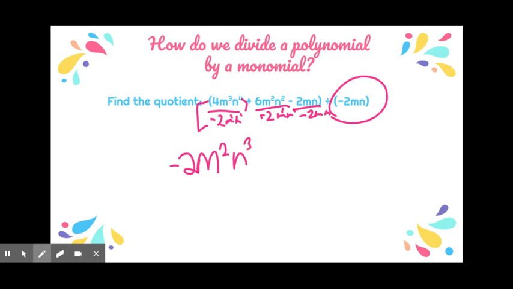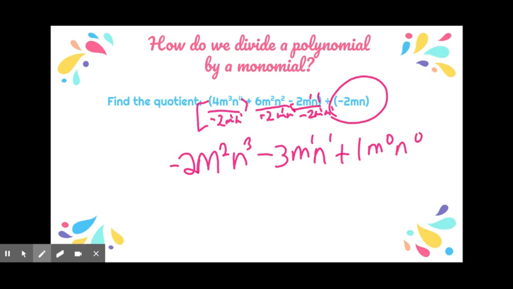Now I'm going to do the next group. We have 6 divided by negative 2 is negative 3. M squared divided by m, that means keep your m, subtract your exponents. 2 minus 1 is 1. And then n squared divided by n to the first, you're going to keep your n, subtract your exponents, and get 1. Now last, we have negative 2 divided by negative 2 is positive 1. M to the second divided by m to the first is m to the 0. And n to the first divided by n to the first is n to the 0.